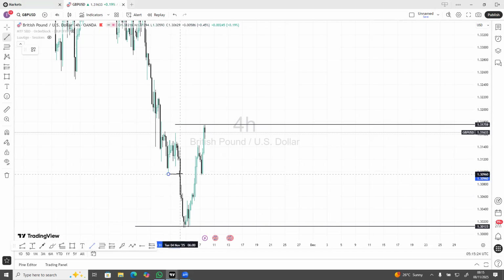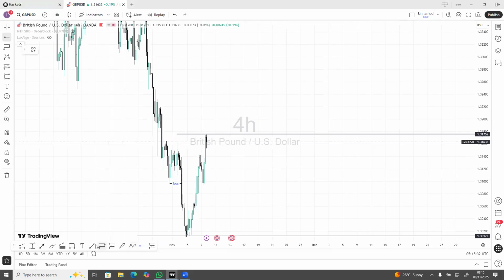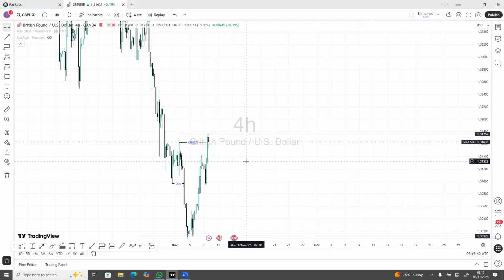Here we had a break of structure, which means price has already taken liquidity. Also, after that, there is what? There is a shift. There is a change of character created over here. You can see there is a change of character.